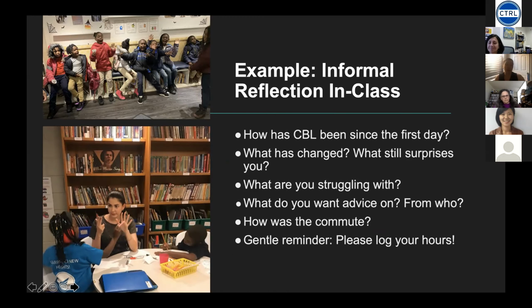Basically, I will take pictures from the nonprofit social media because they love to use my students on their social media for some reason. And I will throw them up on a slide, and I will have some questions about CBL. So this was a couple weeks in. How has CBL changed? What are you struggling with? What do you need advice on? What's going on with the commute?